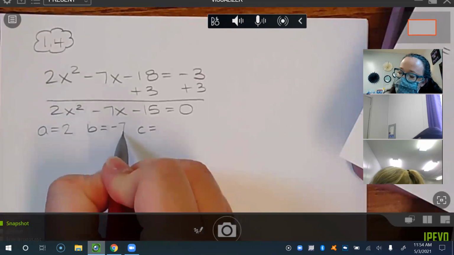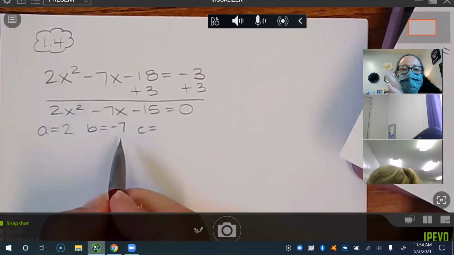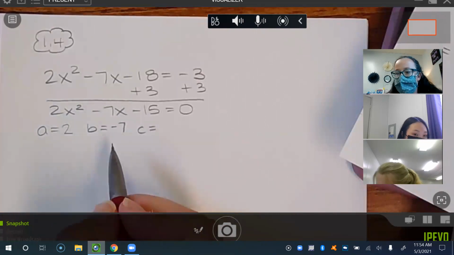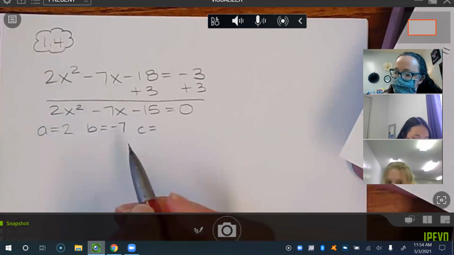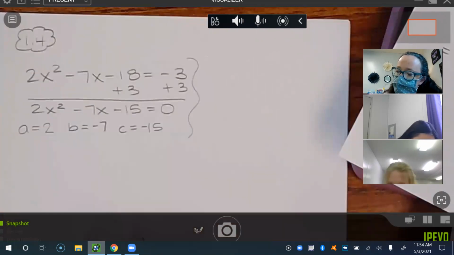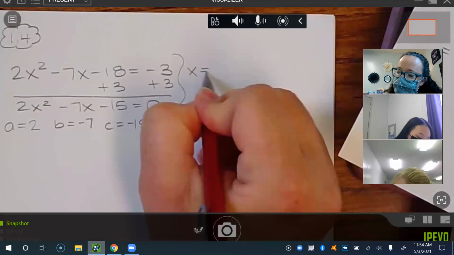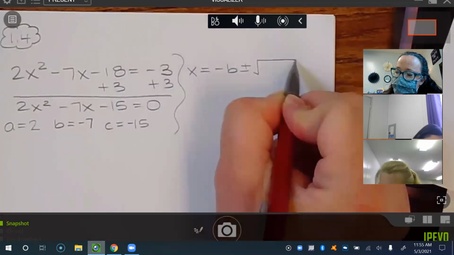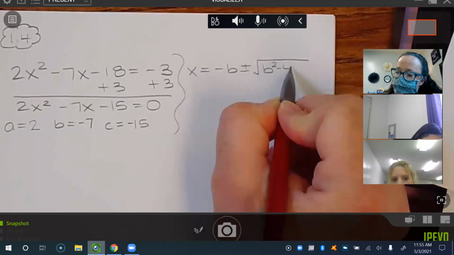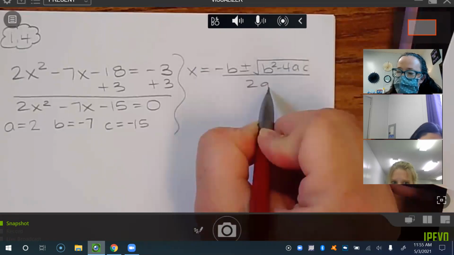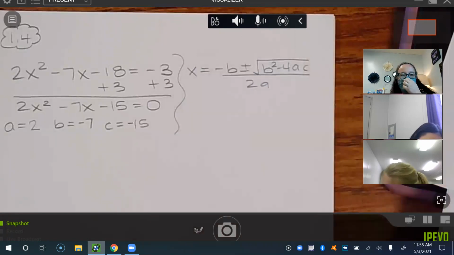-7. And guys, anytime B is negative, teachers know that the chances of students getting it wrong is going to raise exponentially because of the formula. So if you don't remember it, I'm going to show you. And C is -15. So the quadratic formula is x equals -b plus or minus square root b squared minus 4ac, all over 2a. Okay, so there it is.